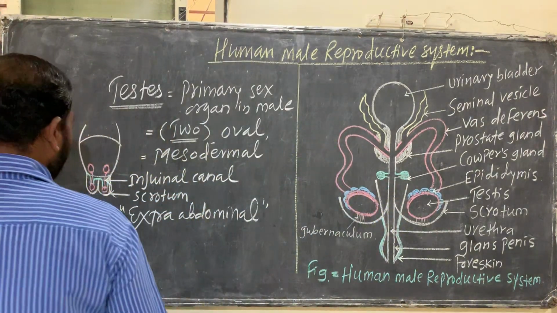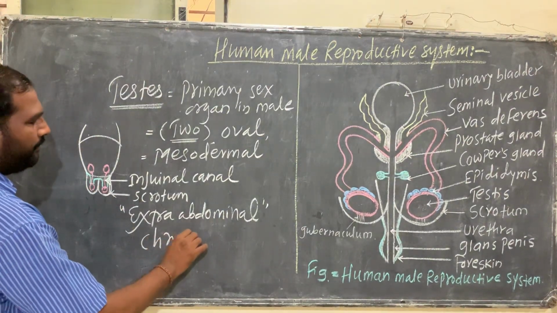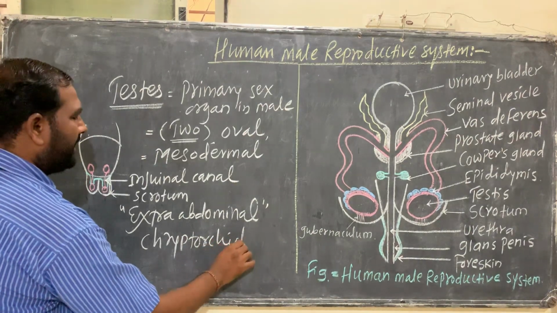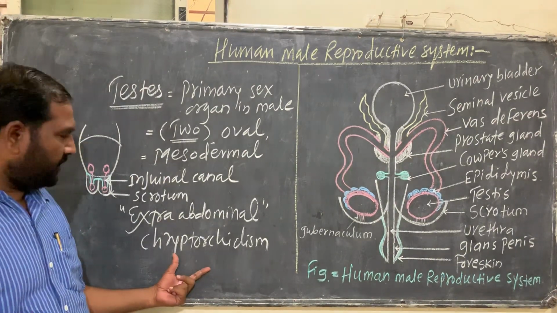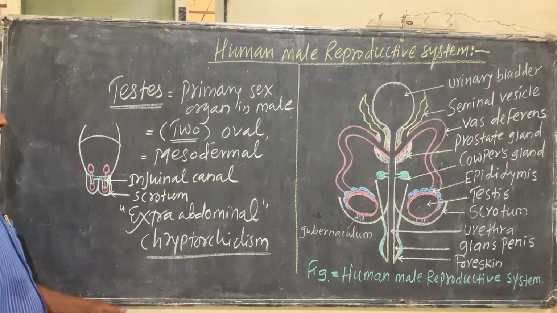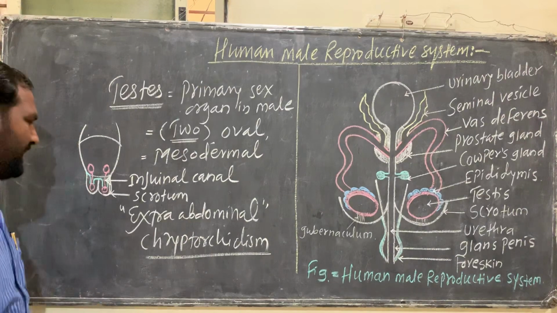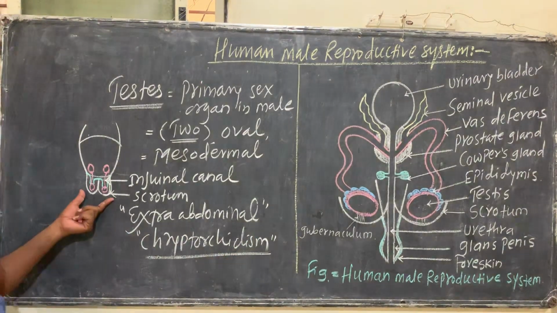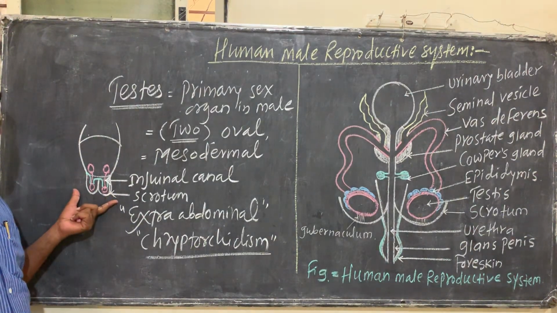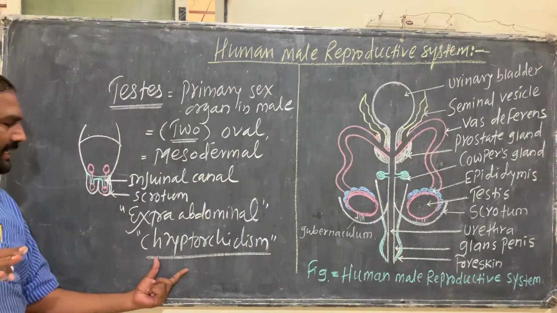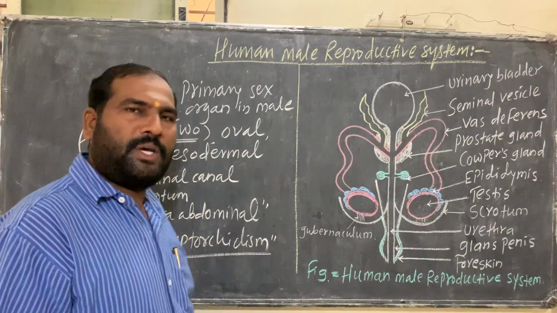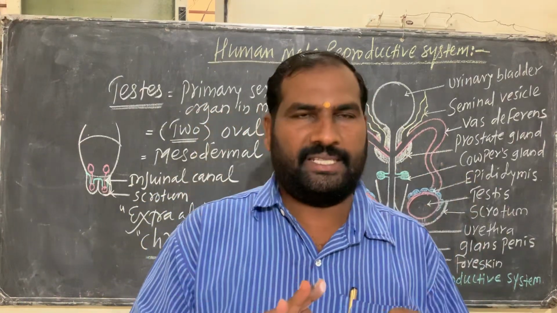So, failure of the testes to descend into the scrotum is called cryptorchidism. Cryptorchidism means the failure of testes to descend into the scrotum. If they do not descend into the scrotum, then that condition causes sterilization. And that failure of descent of the testes into the scrotum is called cryptorchidism.